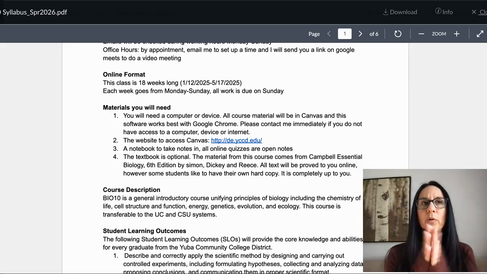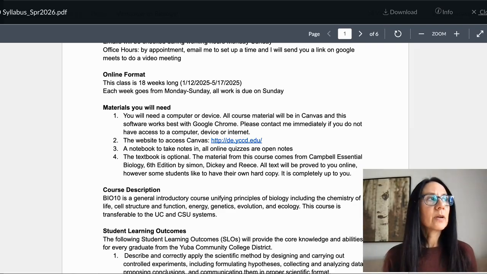It is very important that you put aside time to do the work. Everything is due either Friday or Sunday, and you don't want to put off everything to the last day. So everything opens up on Mondays, and it's very important that you look over the assignments and start working on them because it's too much to do in one day. So you have to do it over several days.